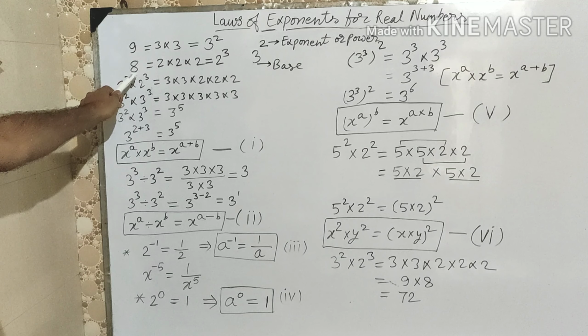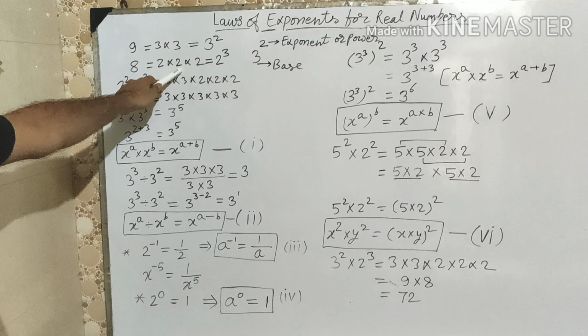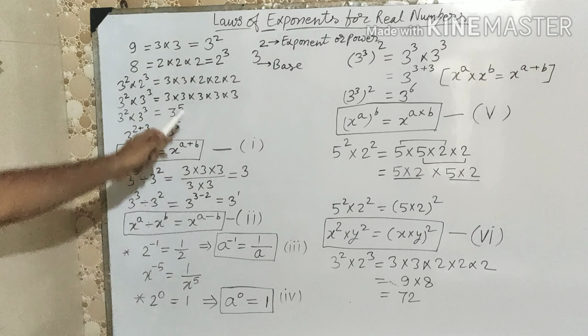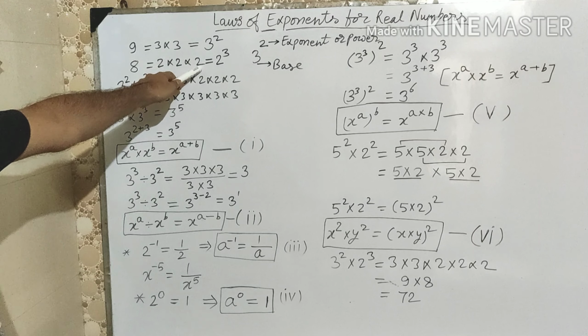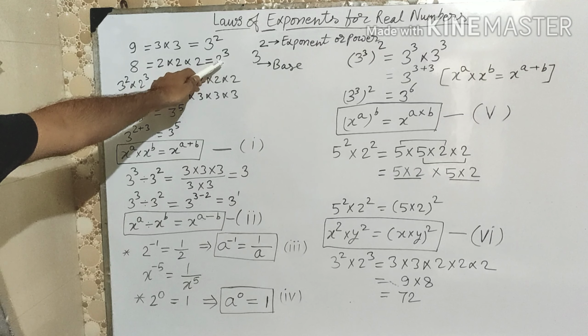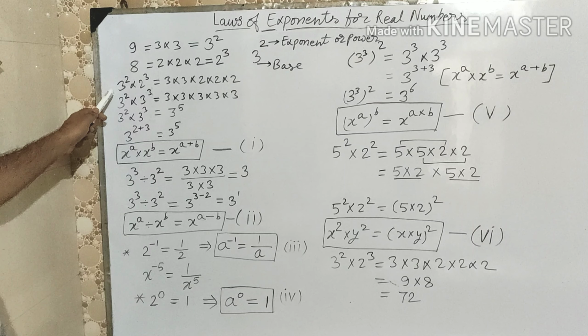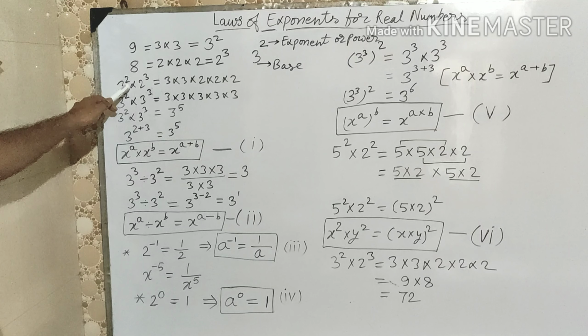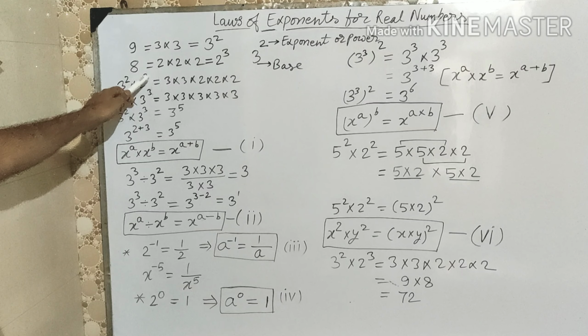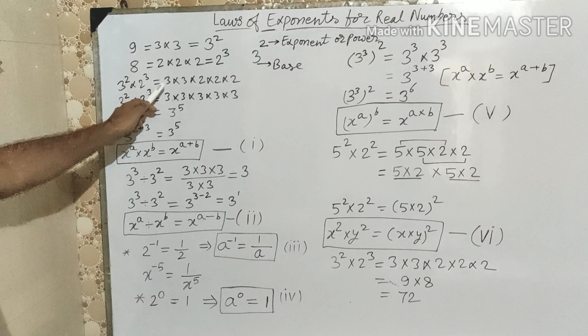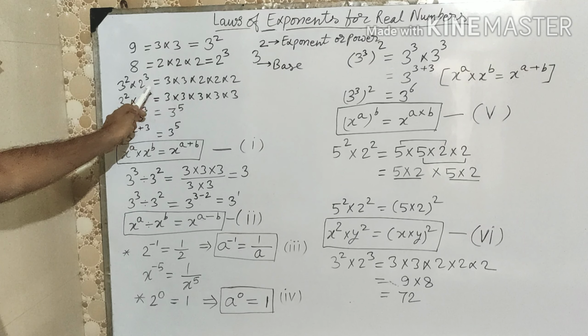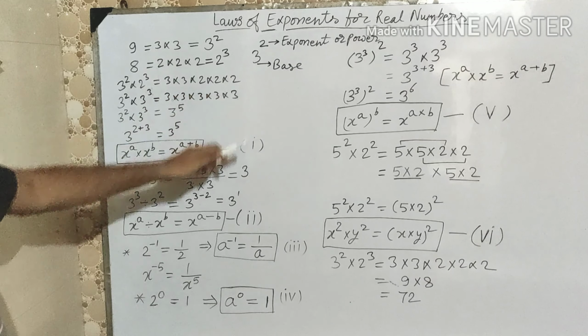Prime factor of 8 is 2 into 2 into 2. Here 2 is coming 3 times, so it can be expressed as 2 to the power 3. Here, 3 to the power 2 into 2 to the power 3. So here 3 comes 2 times and then 2 comes 3 times.